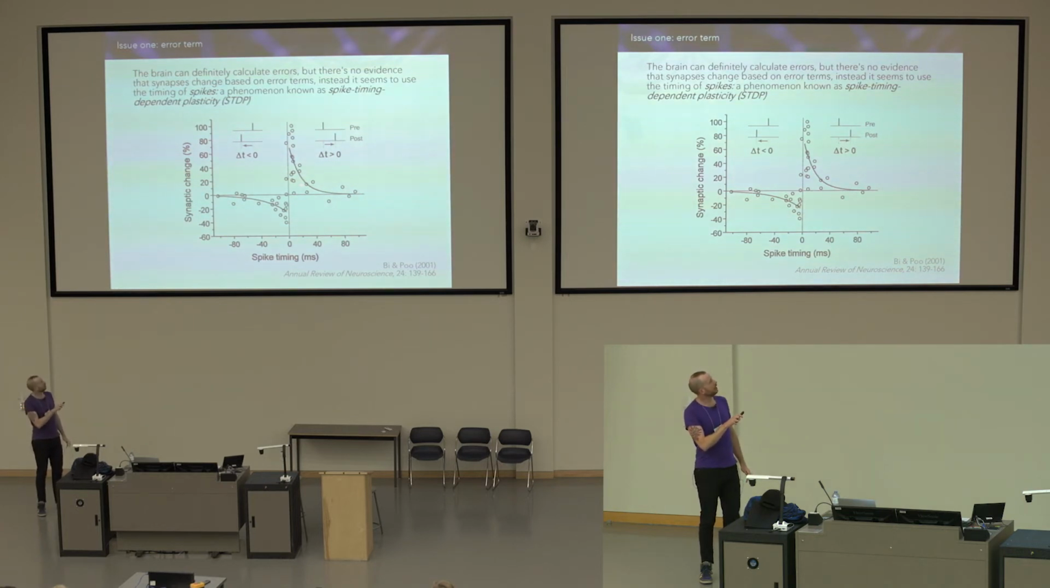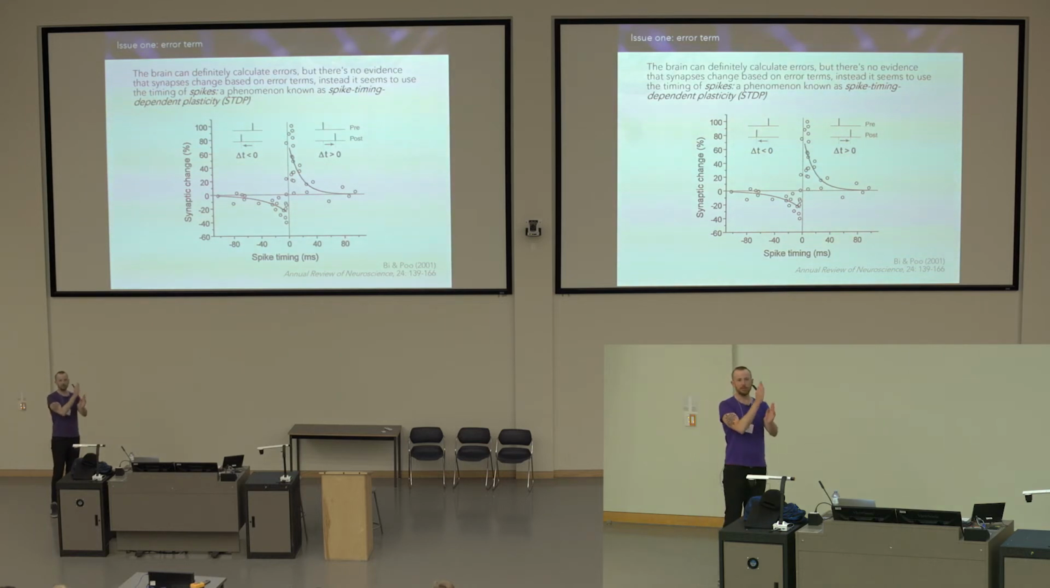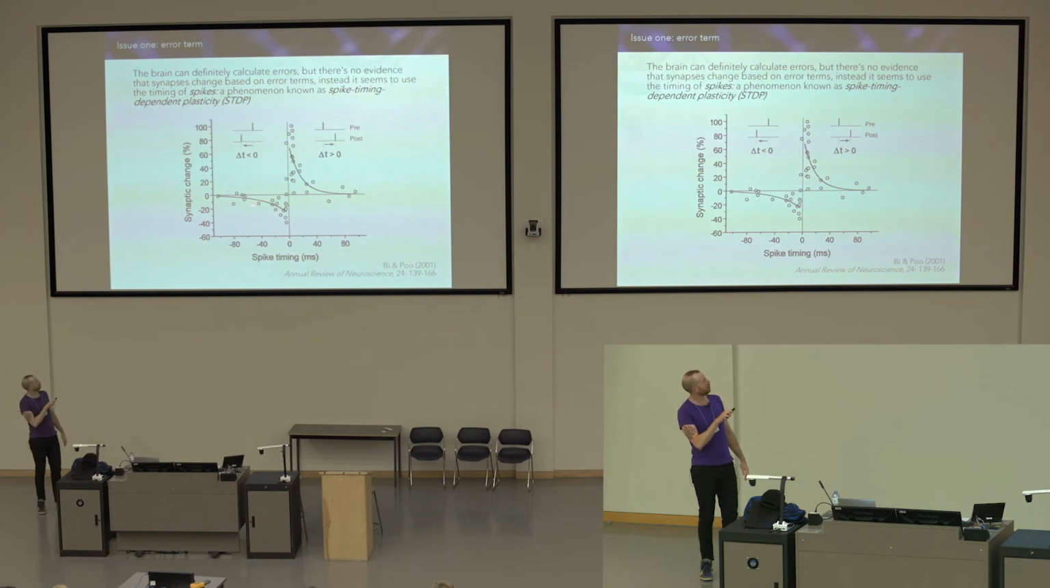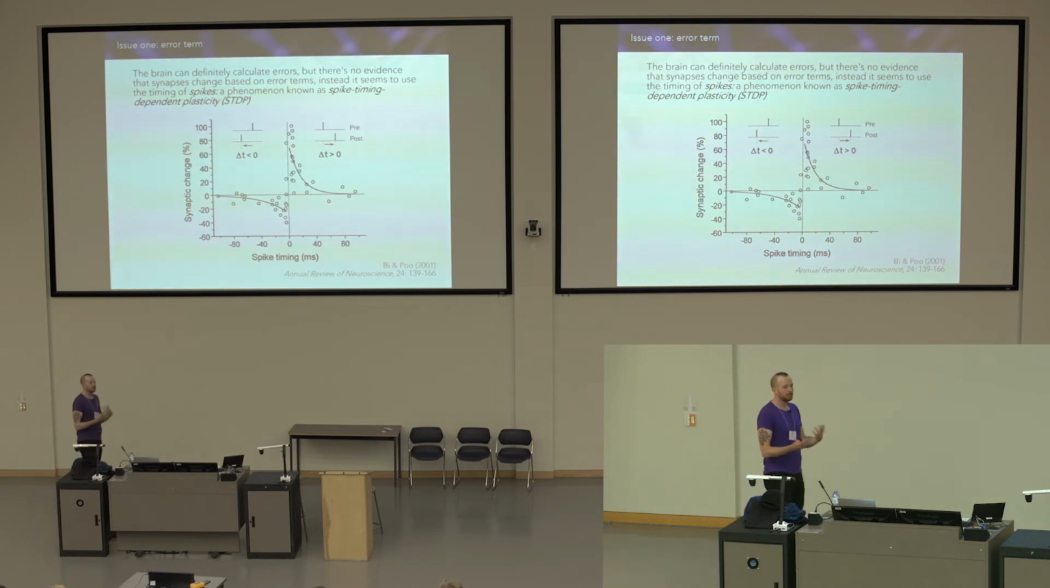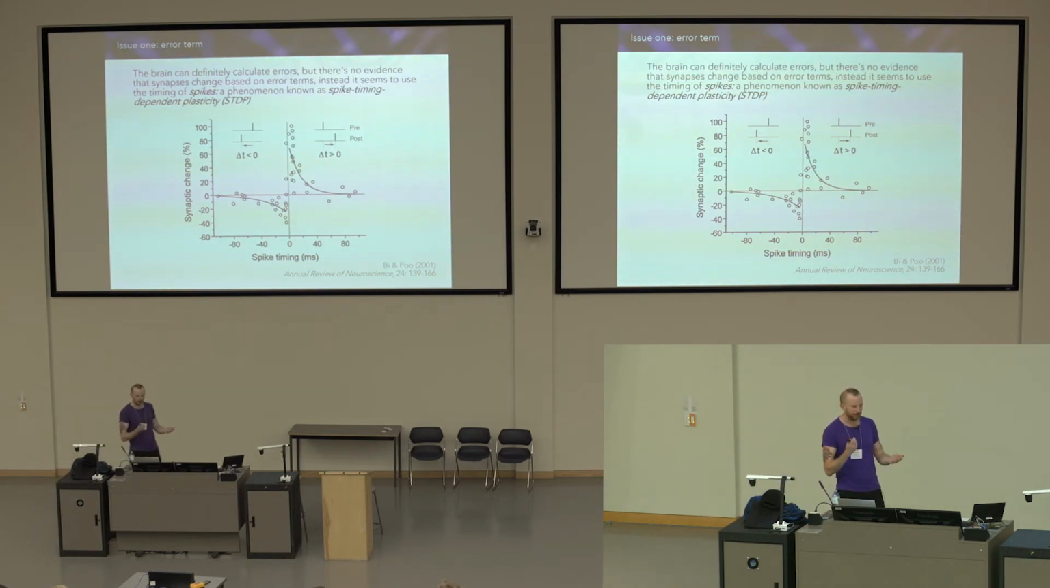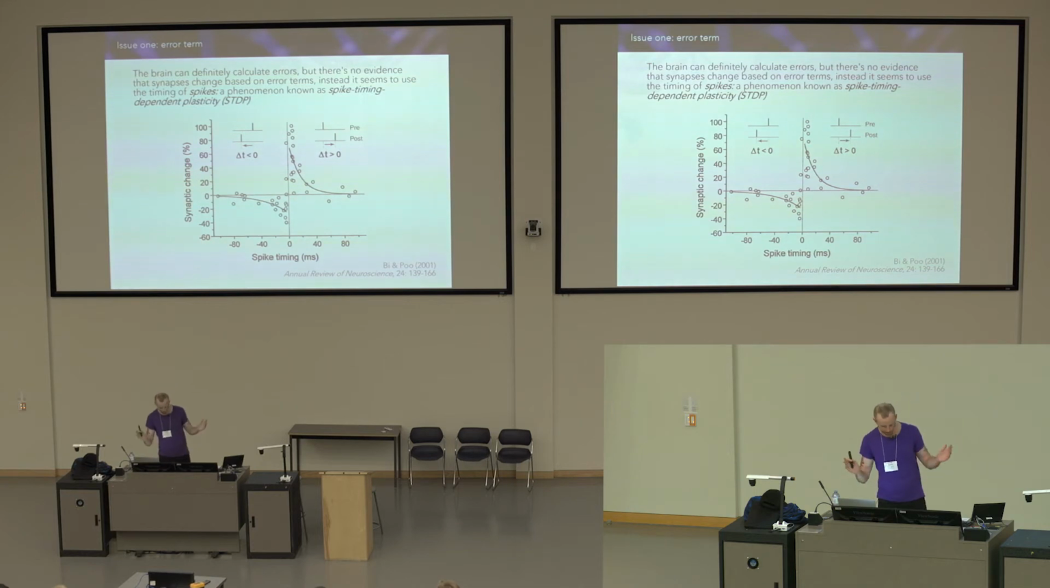And what you see is that you get potentiation of your synapse if the presynaptic neuron spikes just before the postsynaptic neuron, and you get some depression of your synapse, so a weakening of your synapse, if it spikes just after it. And so when this was first described, neuroscientists got really excited. They were like, okay, we've figured out the learning algorithm of the brain, great.